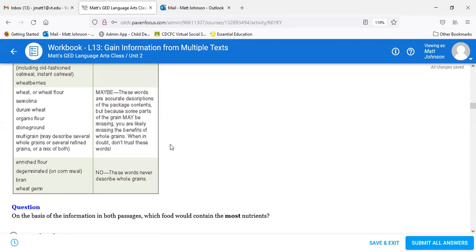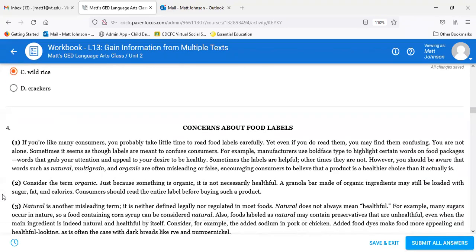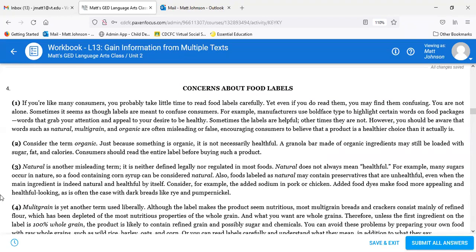So let's take a look here. Number 3. How about Etta? Would you read number 3 for us? Okay. On the basis of the information in both passages, which food will contain the most nutrients? A, cornbread, B, organic chips, C, wild rice, or D, crackers? C. Yeah, wild rice, right? That's gonna give you the most nutrients. When you go to Chipotle, always get the brown rice. Yeah. Just more dense. So 3 is C.